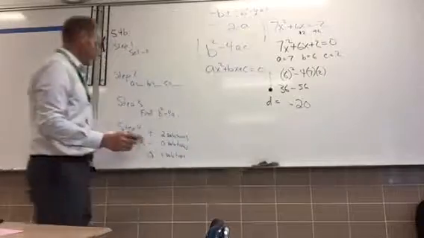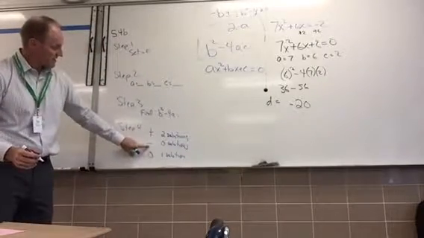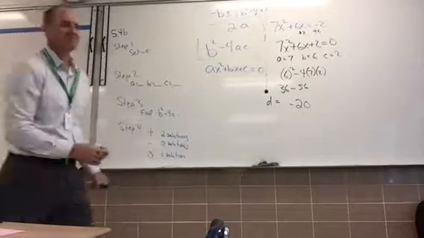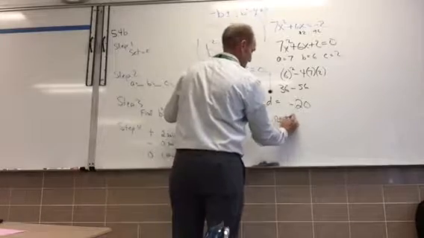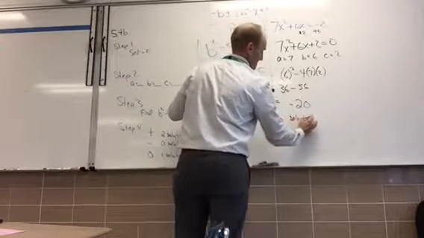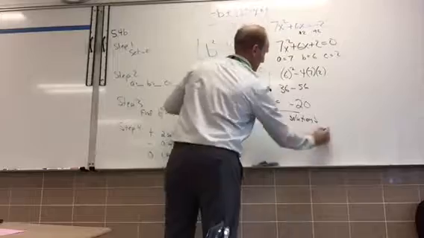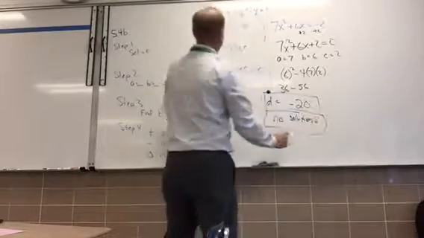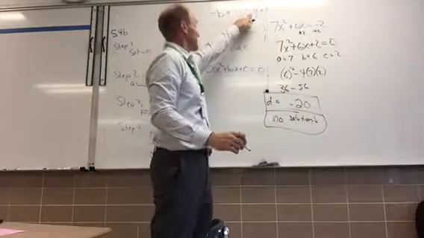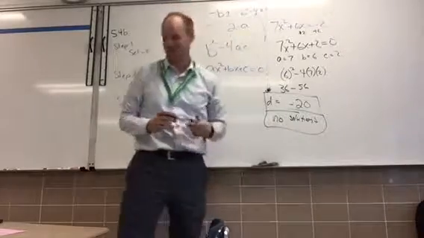Go to step 4. Is it positive, negative, or 0? It's negative. If I have a negative, that means I'm going to have no solutions. And the reason why I get no solution is, if this is my discriminant, I can't take the square root of a negative.